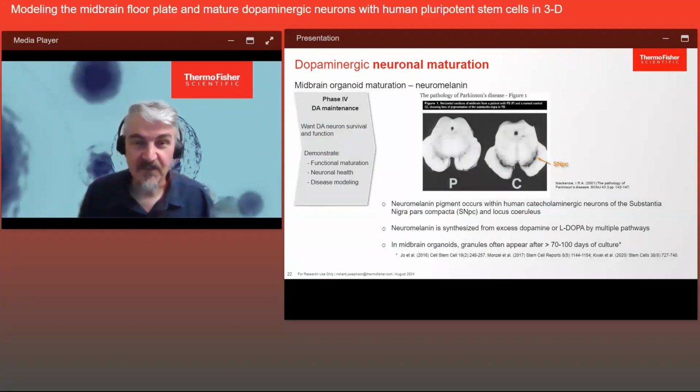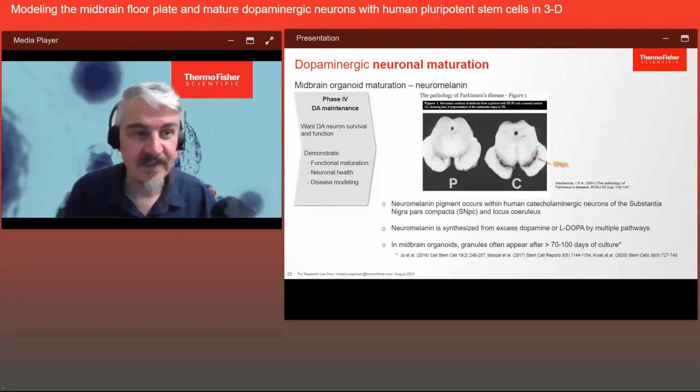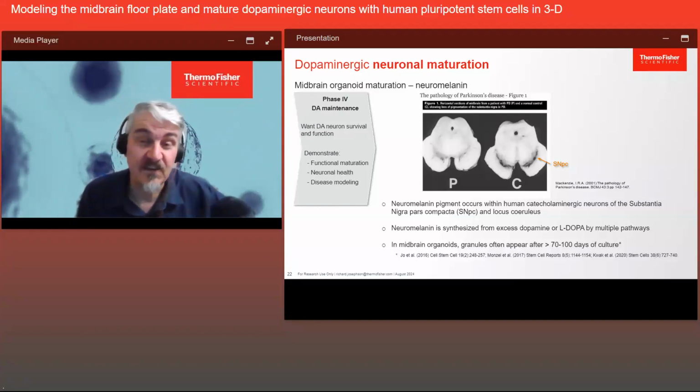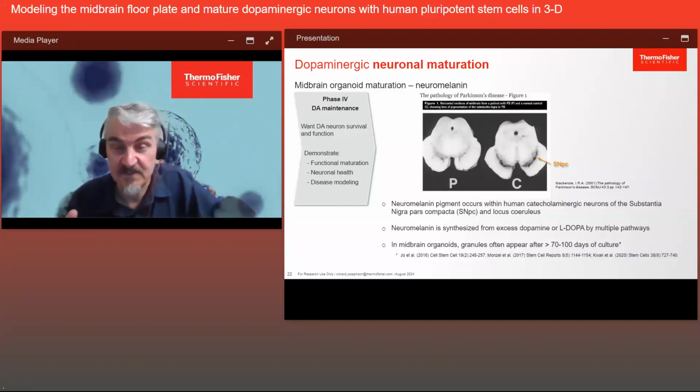Let me take a moment to tell you about neuromelanin. Neuromelanin is a pigment which is found in human dopaminergic neurons of the substantia nigra pars compacta. Loss of that neuromelanin pigment correlates with dopaminergic neuron loss in Parkinson's.